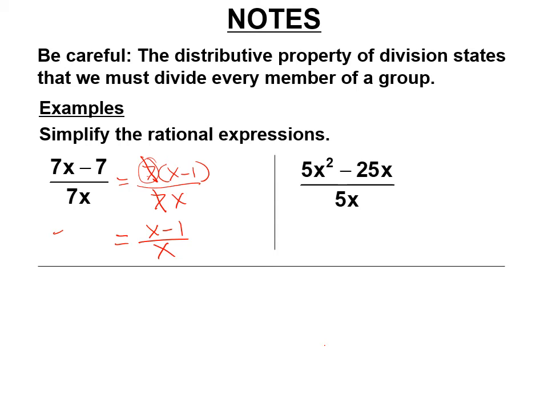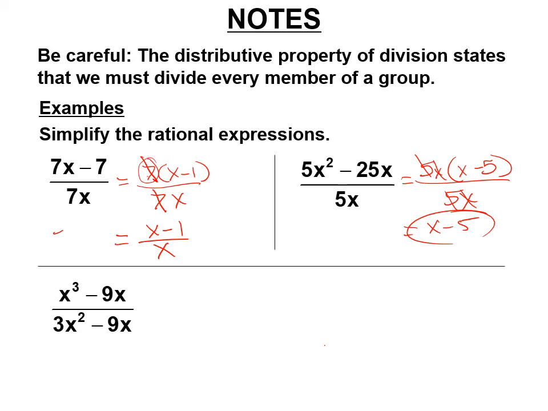Okay, so once again, I want to cancel this 5, I want to cancel this x, but I can't because there's a group up there. But I think I can take out a 5x there and get x minus 5. Can I do that? 5x squared minus, yes. So then I can cancel this 5, I can cancel this x because they're outside that group, and you get x minus 5 over 1, which is x minus 5.